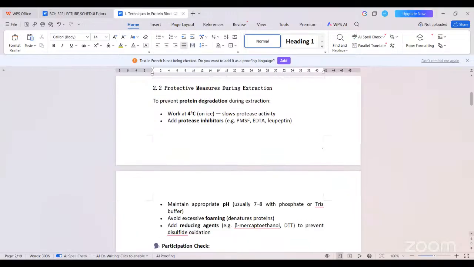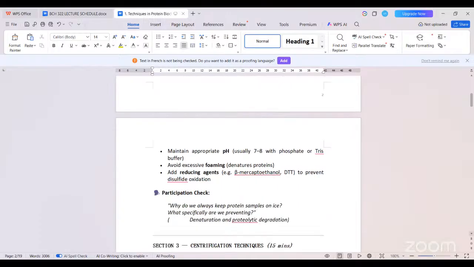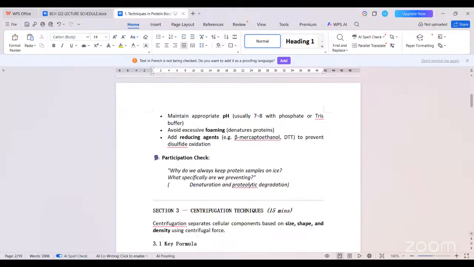pH also is key: maintenance of appropriate pH. Avoidance of foaming, because it also denatures protein. And addition of reducing agents. So these precautions must be taken to ensure that the protein of interest is the target and is not disrupted before we get to the end of the experiment.